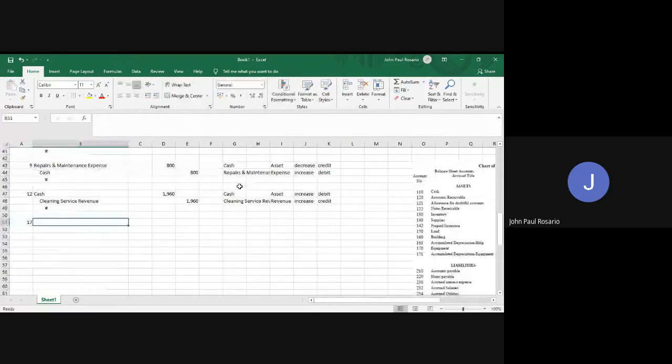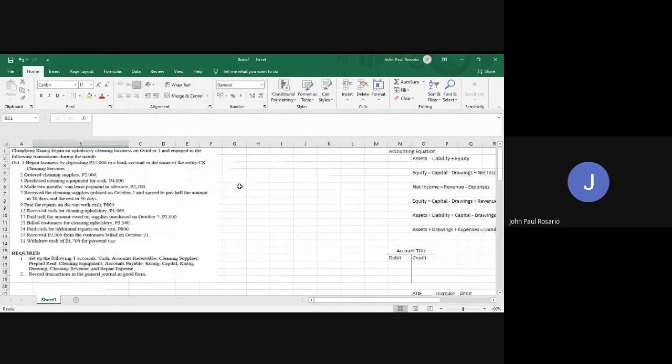Kung siya nga paid half the amount owed on supplies purchased on October 7. So, kani siya, 1,000. So, meaning, nagbayad ka sa imuhang utang, kay utang ba nimo ni? So, nagbayad ka sa imong utang.